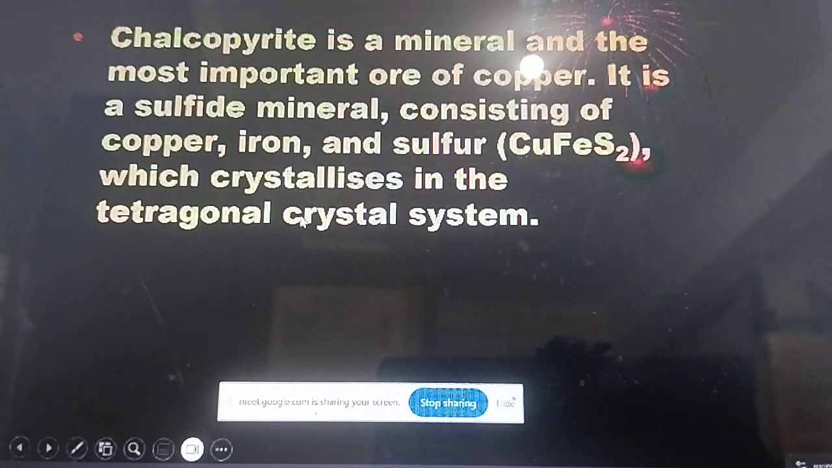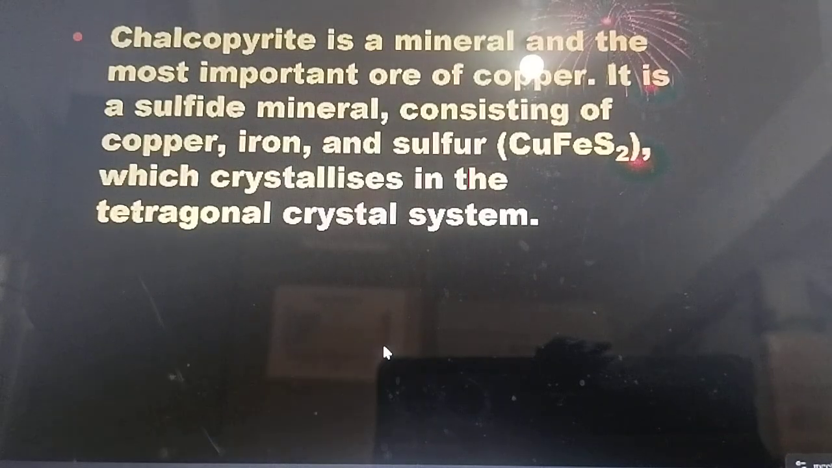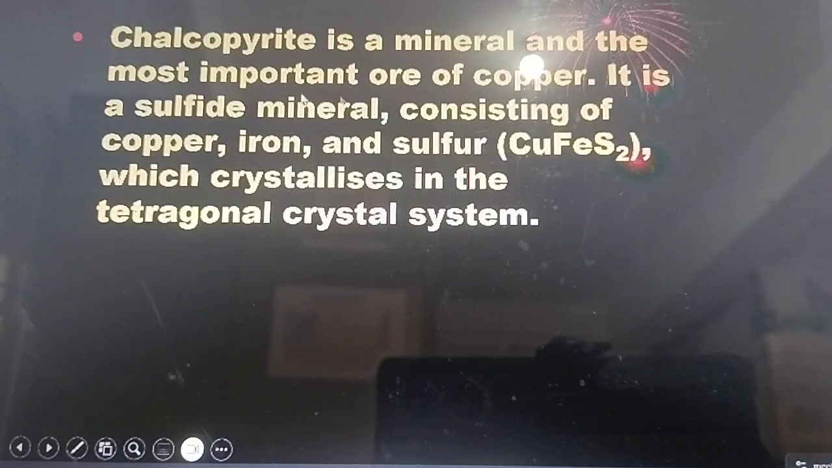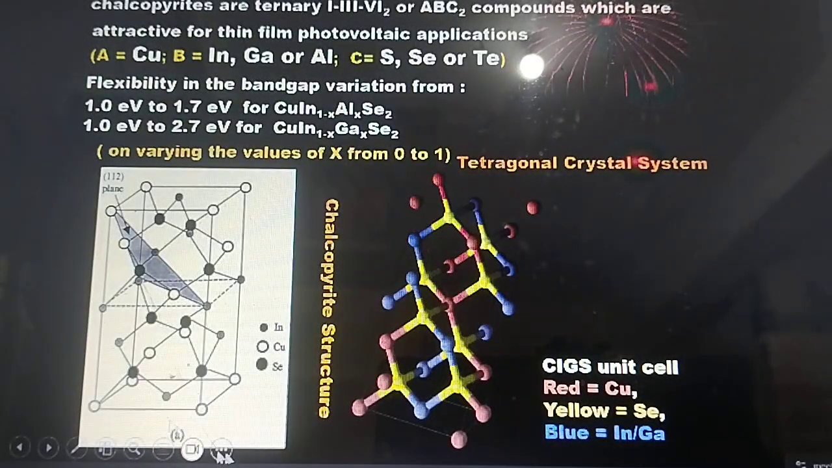So there is CIGS, I told you. So what is CIGS? CIGS is a chalcopyrite. Because I am working on this, I want to share it. Chalcopyrite is what? Chalcopyrite is a mineral and the most important ore of copper. It's a sulfide mineral consisting of copper, iron, and sulfur that crystallizes in the tetragonal crystal system. So it is known as chalcopyrite due to its chalcopyrite structure.